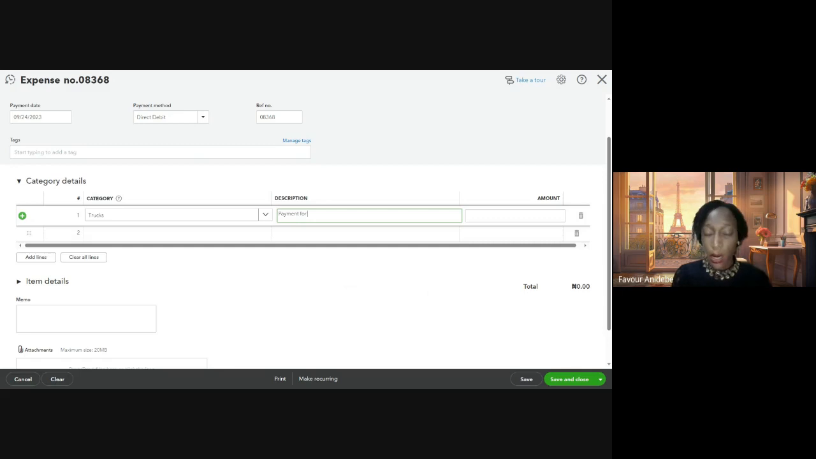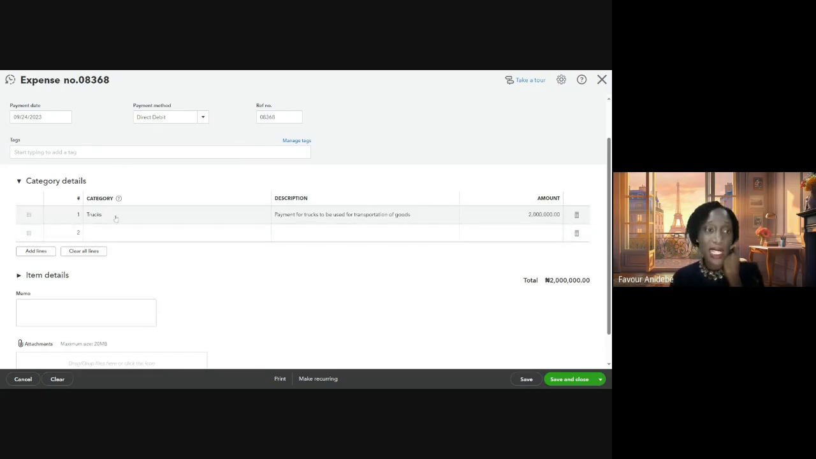for what are we going to pay for? Payment for trucks to be used for transportation of goods and services. How much are we buying this truck? So let's say we're going to buy the truck for 2 million naira. If we're still going to buy anything on this day, you can as well include it here, but we're sticking to just 2 million naira.